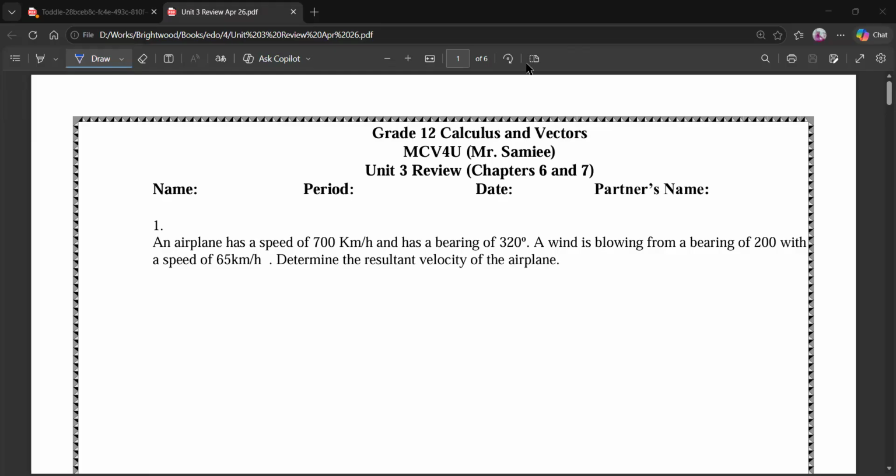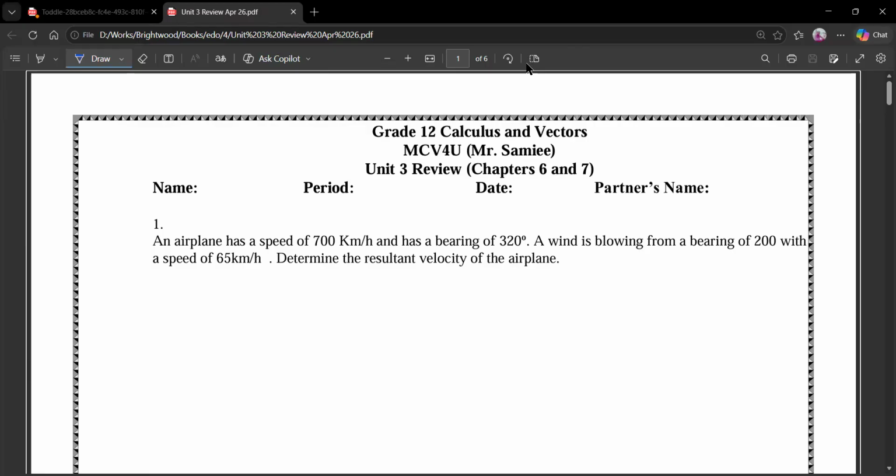You can see that the first question is related to an airplane that has a speed of 700 kilometers per hour and a bearing of 320 degrees. A wind is blowing from the bearing of 200 degrees with a speed of 65 kilometers per hour.